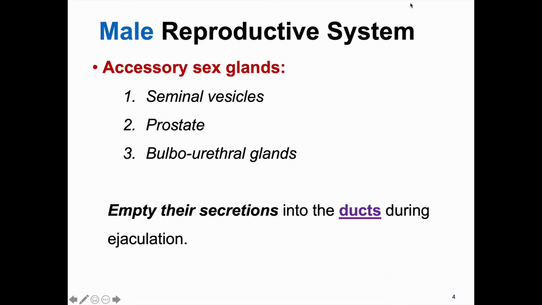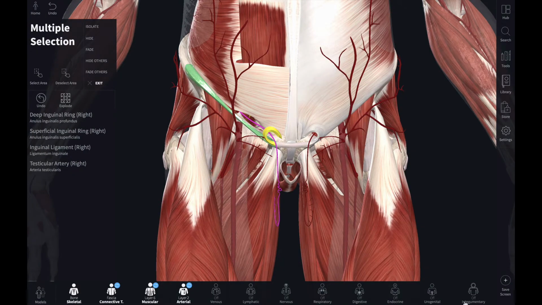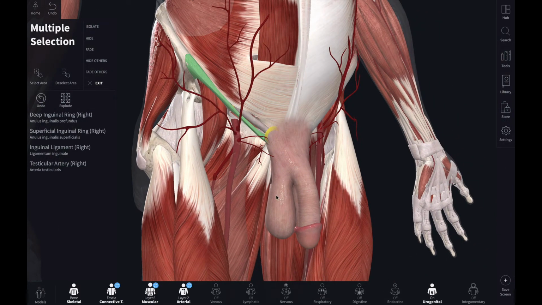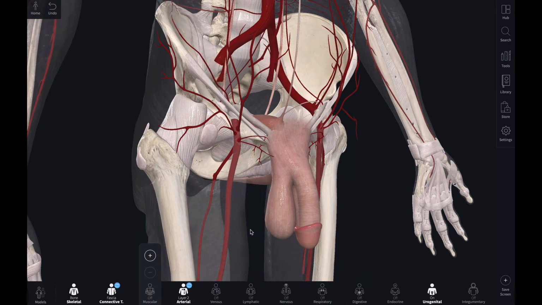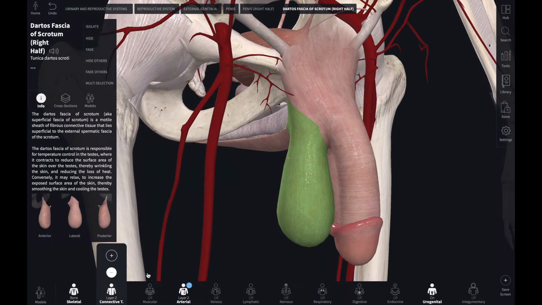So now if you look at the male reproductive system, let me show you the layers that are present in order to approach the testis. I have removed the skin, and after the skin, the next layer is the dartos fascia. The whole scrotum is made up of a special type of smooth muscle called the dartos muscle.